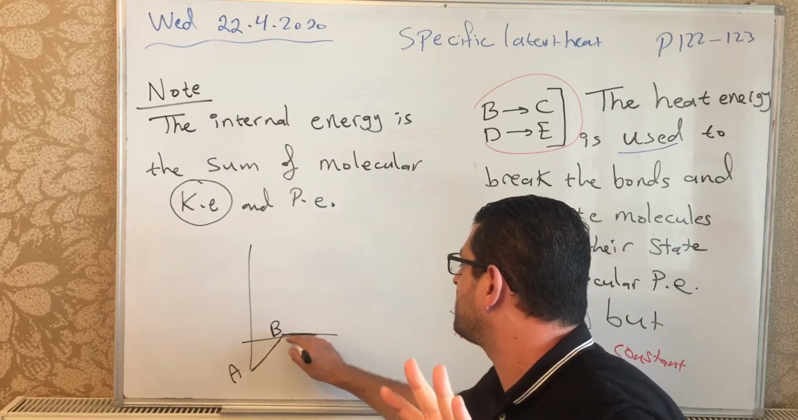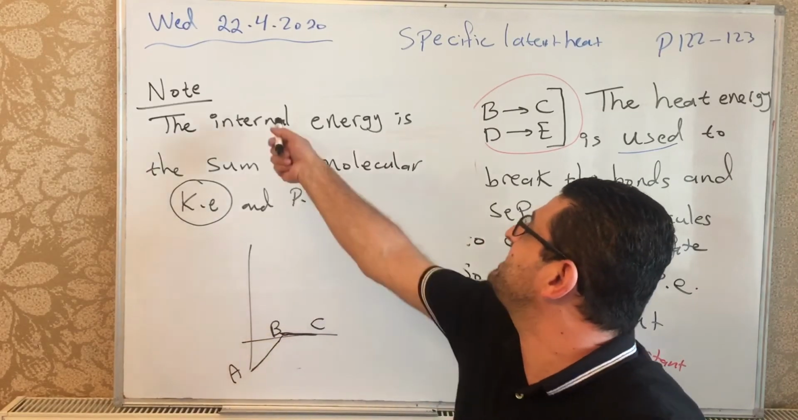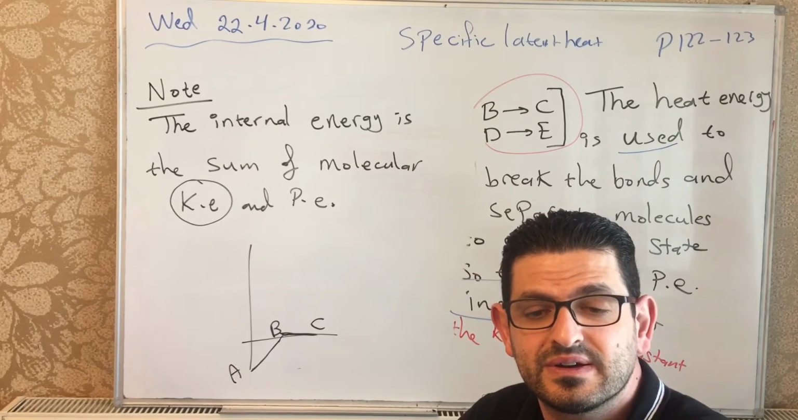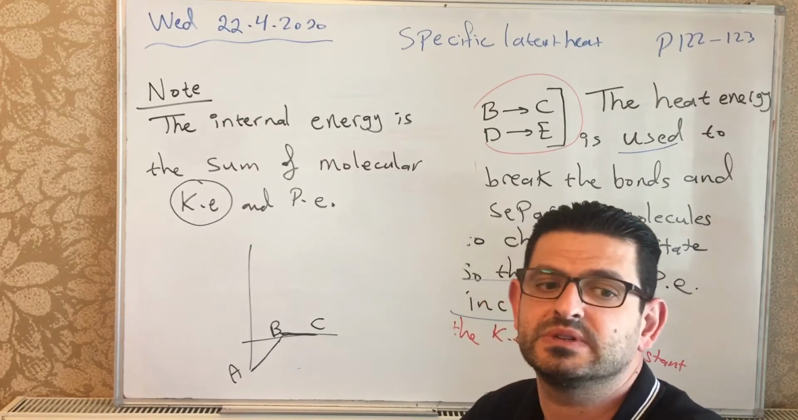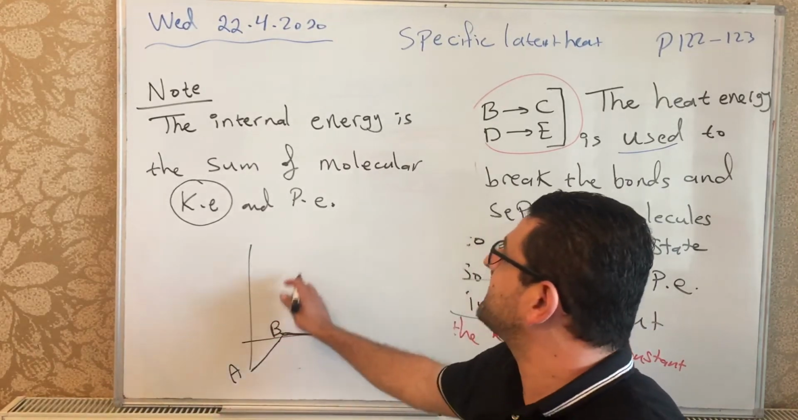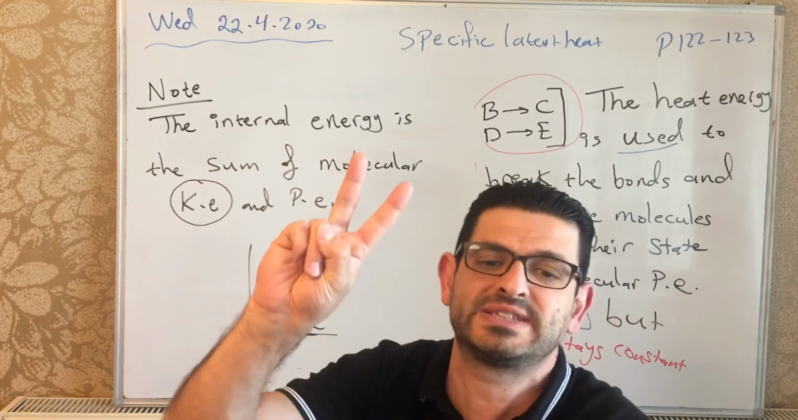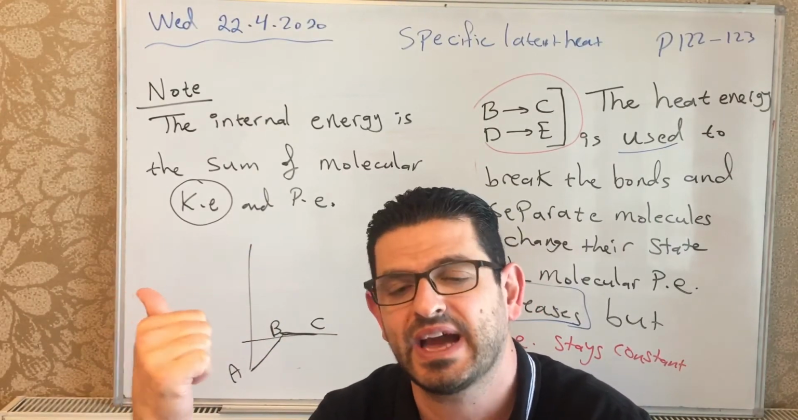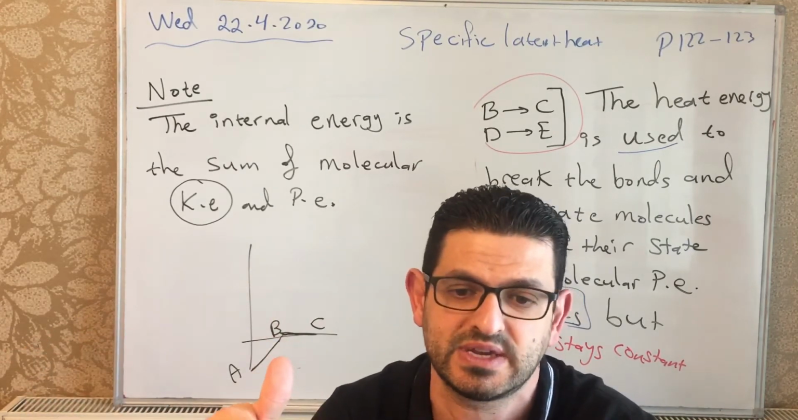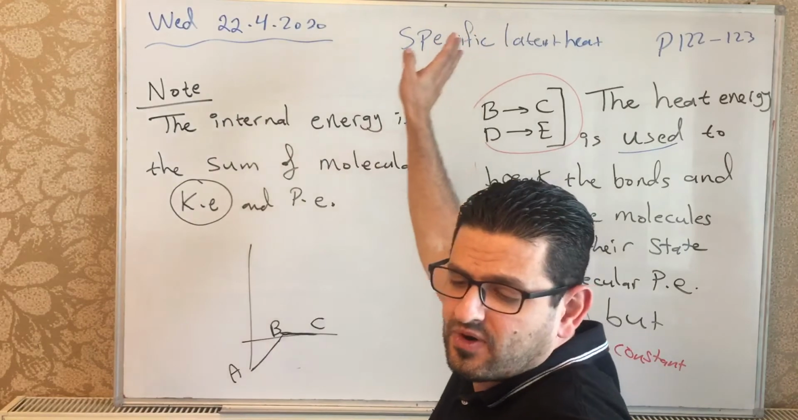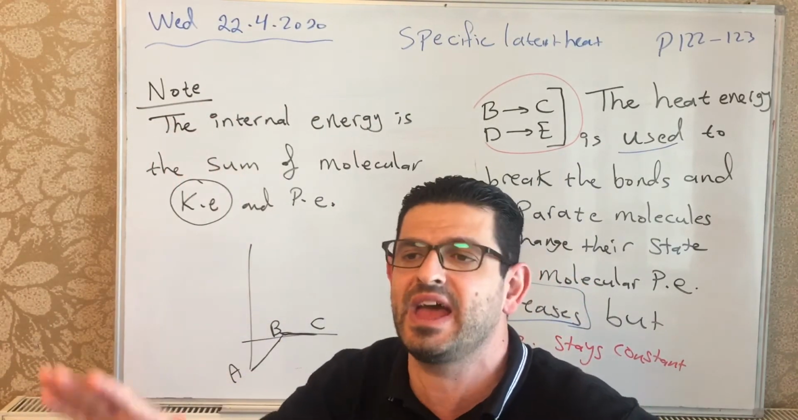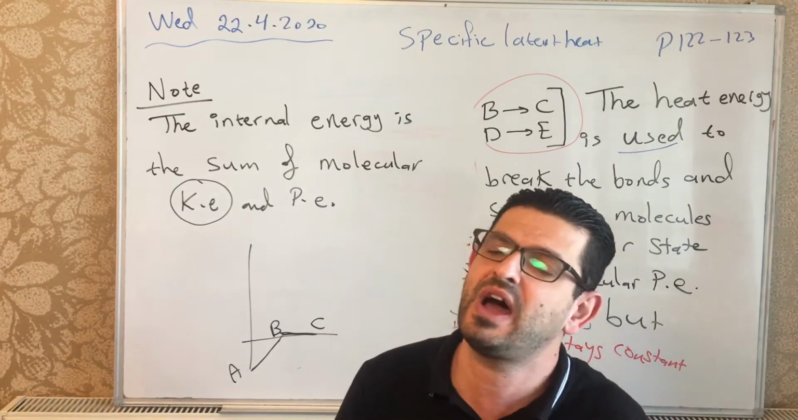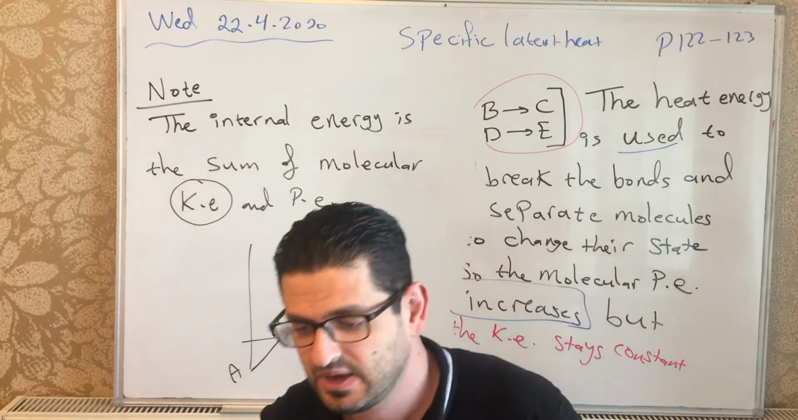Now from B to C, is the internal energy increasing? Yes, because the potential energy increases. Exactly. So the internal energy may increase for two reasons, not only for one. Either because the kinetic energy is increasing or because the potential energy is increasing. So from A to F, all the way the internal energy is increasing, but sometimes it's increasing because of one reason, other times because of another reason.